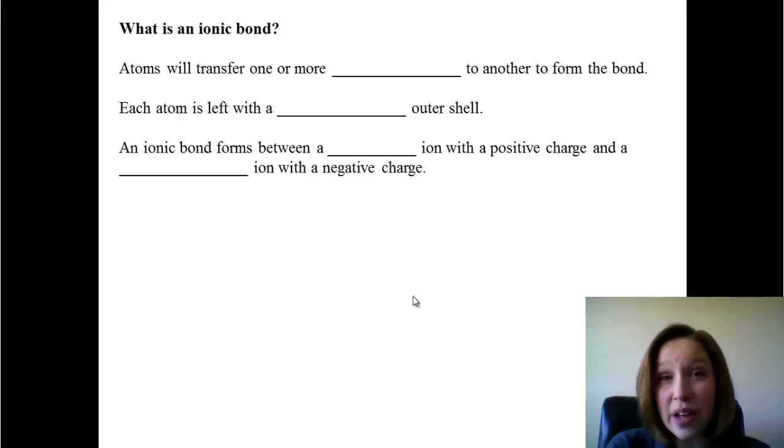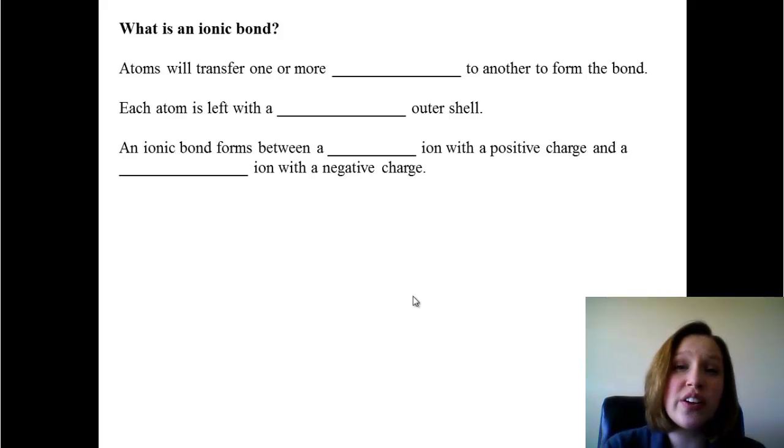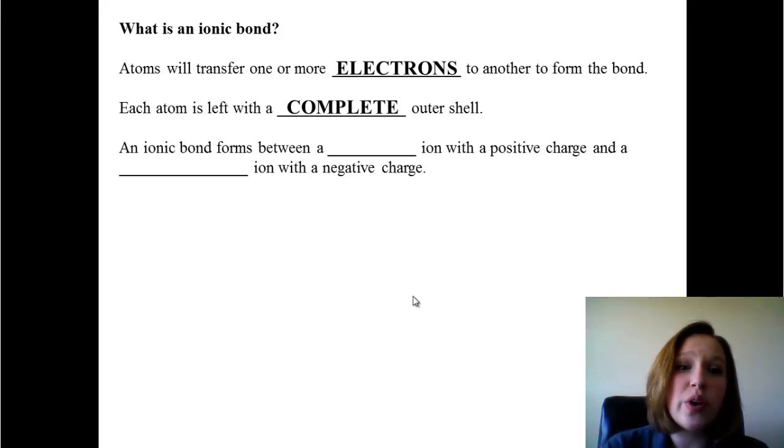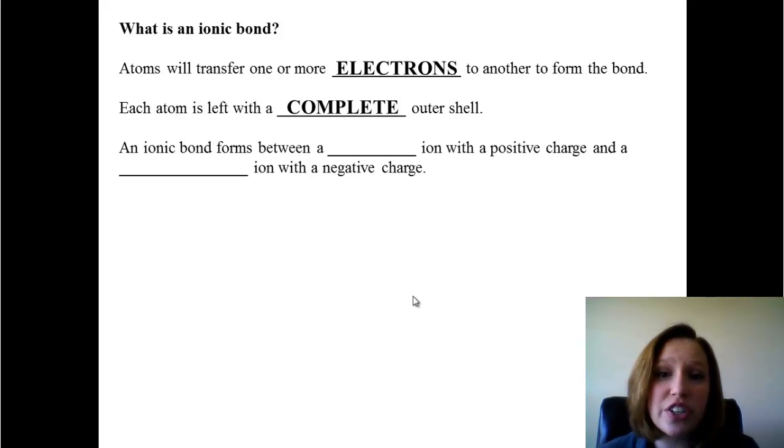So, the reason we care about these ions in this bonding basics talk is that ions form ionic bonds. And this is where they're actually giving away these electrons. So, we're transferring electrons from one atom to the other. We are completing the outer shell.